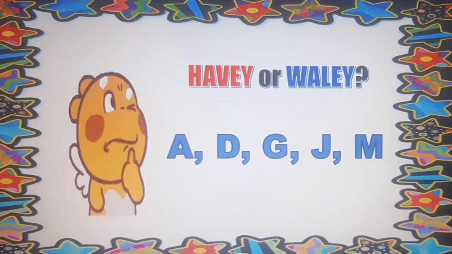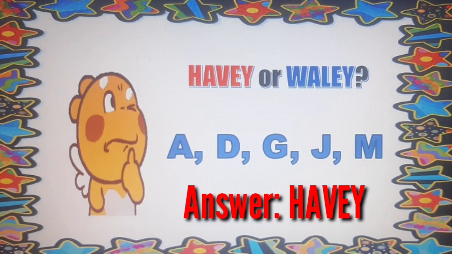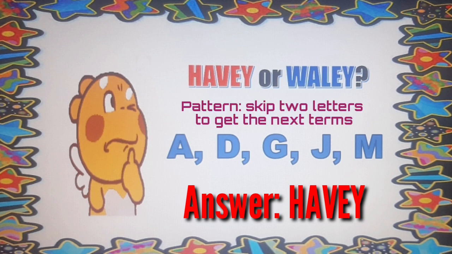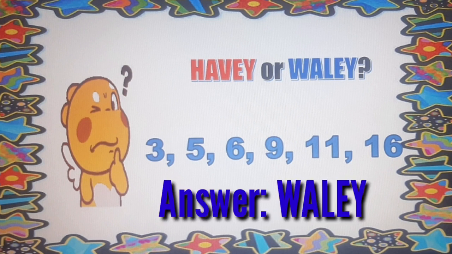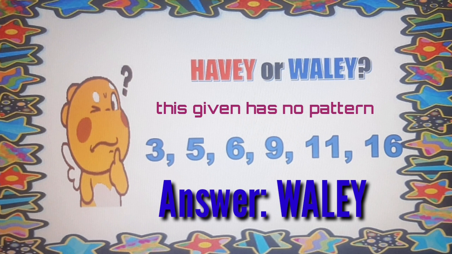Very good. Next, let's have the letters A, D, G, J, and M. Is this a sequence or not a sequence? Is this have or wala? Yes, the answer still is have, because the pattern is you just skip 2 letters in between the 2 terms. So it's have. Very good. And the last, we're going to have 3, 5, 6, 9, 11, and 16. Is this have or wala? Yes, it's very obvious that it's wala because it doesn't have a certain pattern.